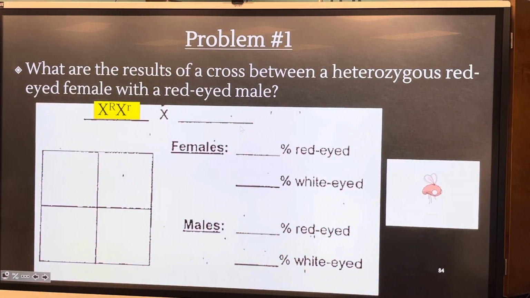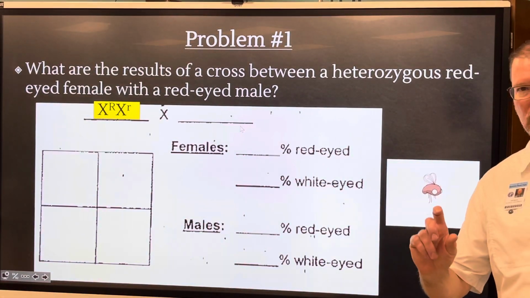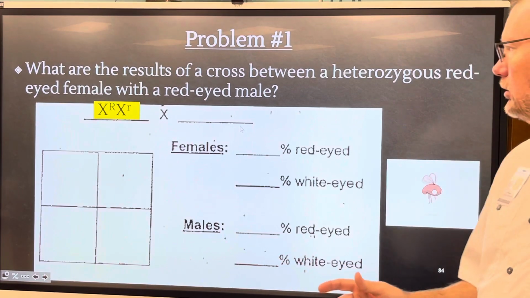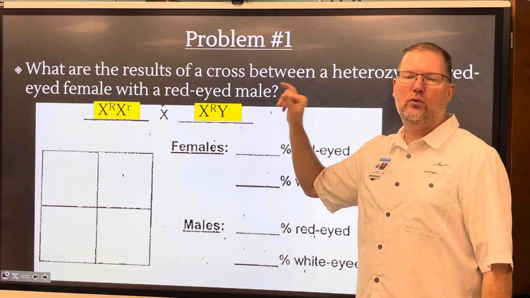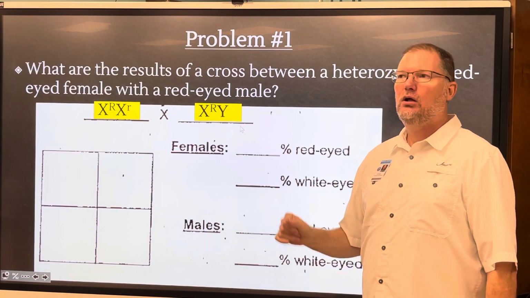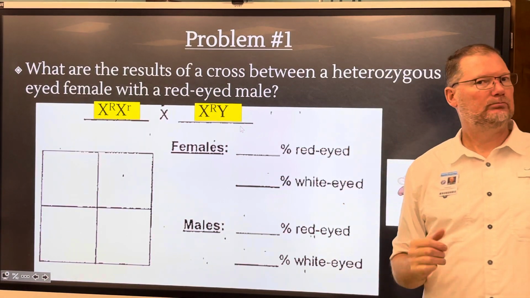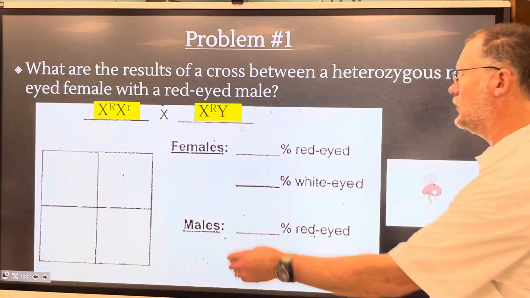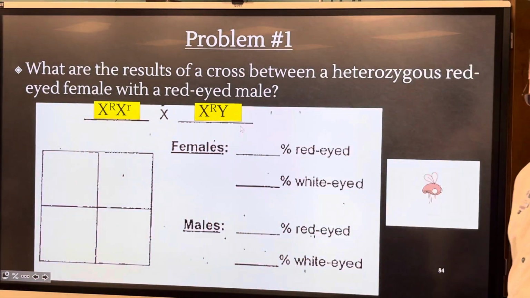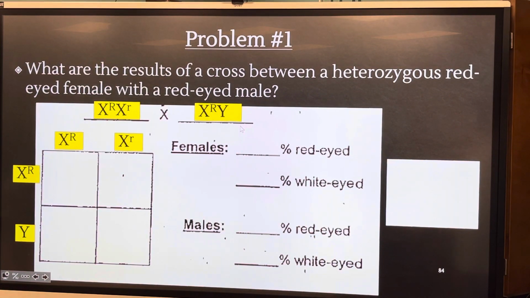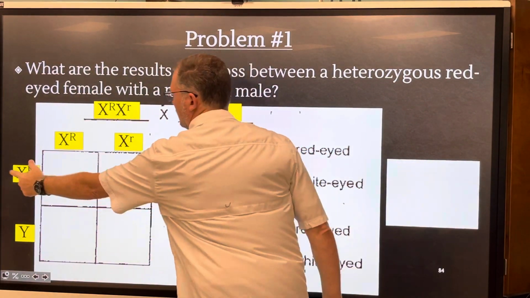Some of you are probably already writing down the red-eyed male. It's going to be X and Y, but the gene is not found on the Y chromosome, so the red eye comes from the X chromosome. And so these are the gametes that you're going to put on both sides, okay? So the female is on top here, and the male is on the left.